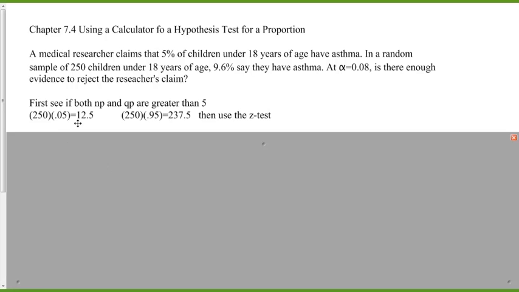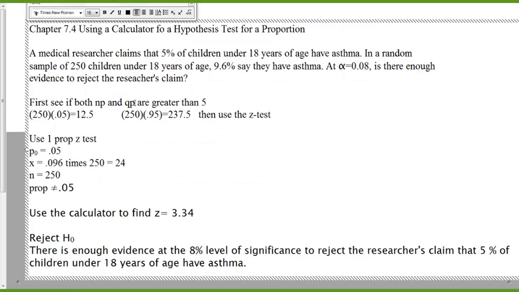You'll use the one proportion z-test if n times p, so p is 5%, n is 250, so n times p is equal to 12.5. That's greater than 5. Then I have to try q times n. Excuse me, let me change that because that's wrong. Let me back up and let me put an n there.